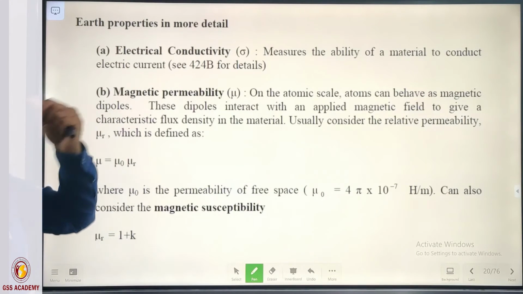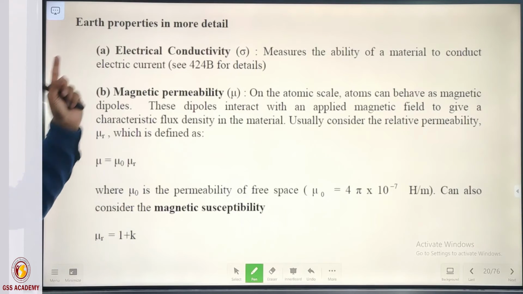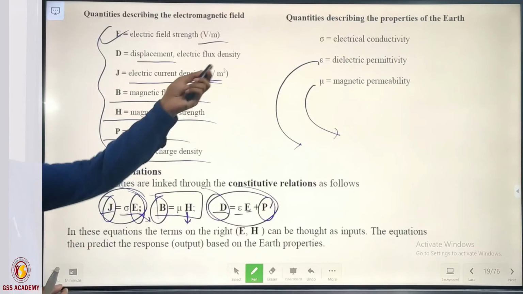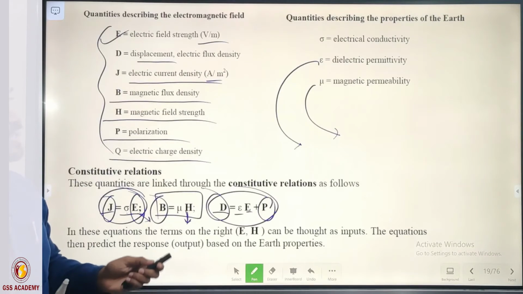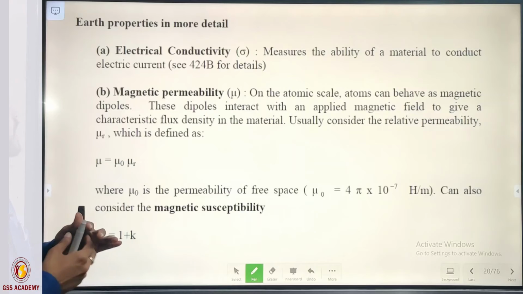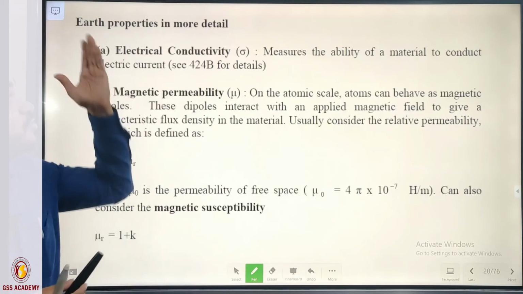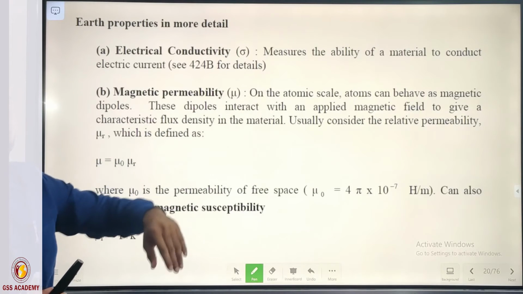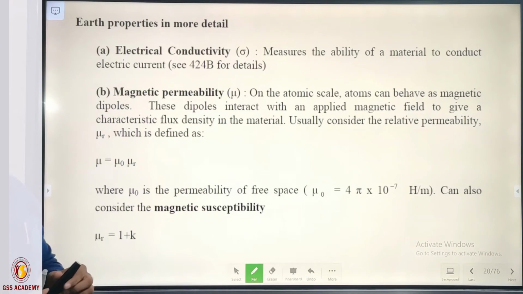Next, earth properties in more detail. So electrical conductivity: we have seen that these are the quantities that describe the earth properties. Now we will describe their electrical properties. Electrical conductivity measures the ability of a material to conduct electric current.